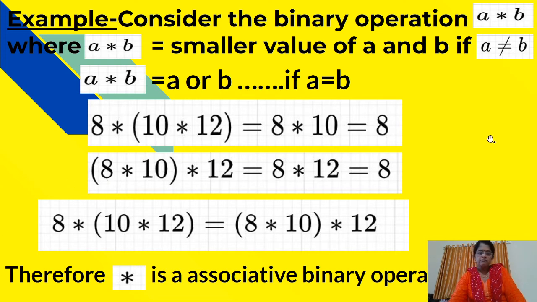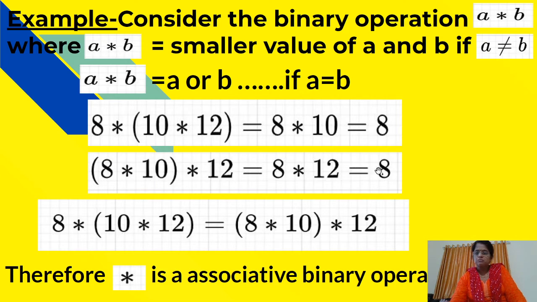Now we will find the value of (8 star 10) star 12, which is equal to, this bracket value will be 8, because 8 star 10 will be 8, because 8 is the smaller value between 8 and 10. Therefore 8 star, and this 12 will be as it is. Now 8 star 12 will be 8, because 8 is the smaller value between 8 and 12. Therefore (8 star 10) star 12 is equal to 8.